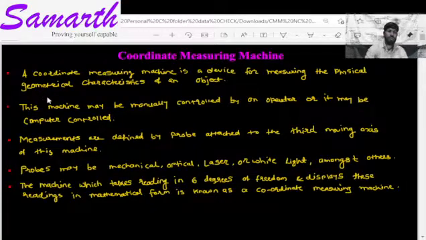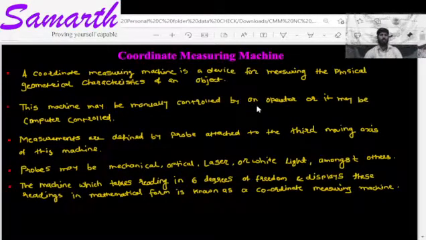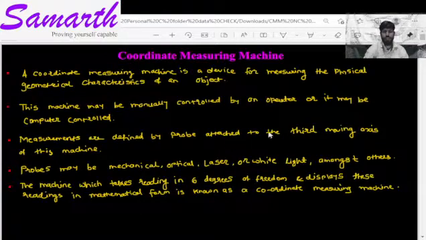So CMM machine may be manually controlled by an operator or it may be computer controlled. That means it is a flexible machine. Measurements are defined by probe attached. Probe can be, I have already told you, the laser or white light or mechanical or optical, amongst others also.